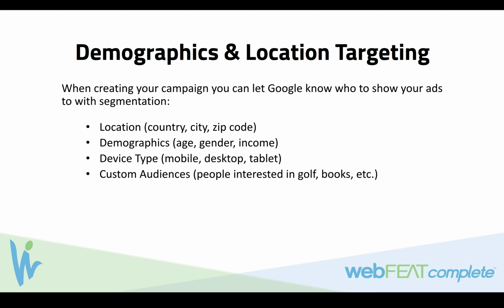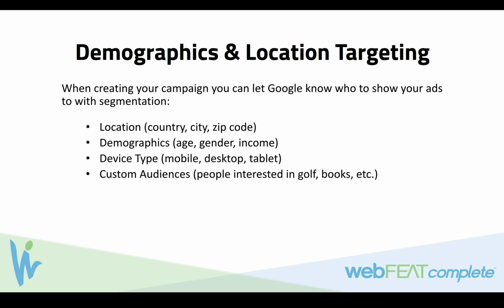You can also target people by demographics, so age, gender, or household income, device types, and also by custom audiences. So you can tell Google to only show your ad to people interested in certain topics like golf or books or whatever it might be. Obviously you want this to be related to your business.